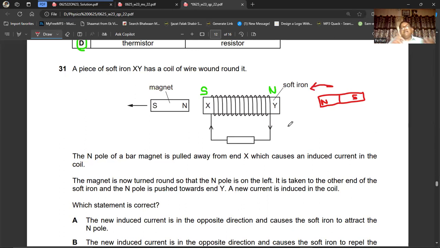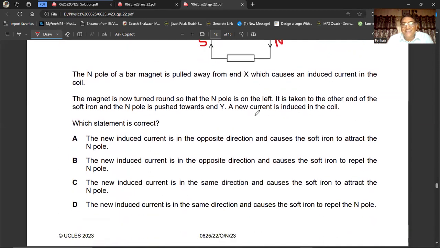The magnet is now turned around so that the north pole is on the left. It is taken to the other end of the soft iron and the north pole is pushed towards the end Y. A new current is induced in the coil. Which statement is correct? When this north will try to come here, to stop this approaching north, automatically a north will be induced here and a south will be induced here. So you see the current induced in this coil is still the same. This is a tricky question.